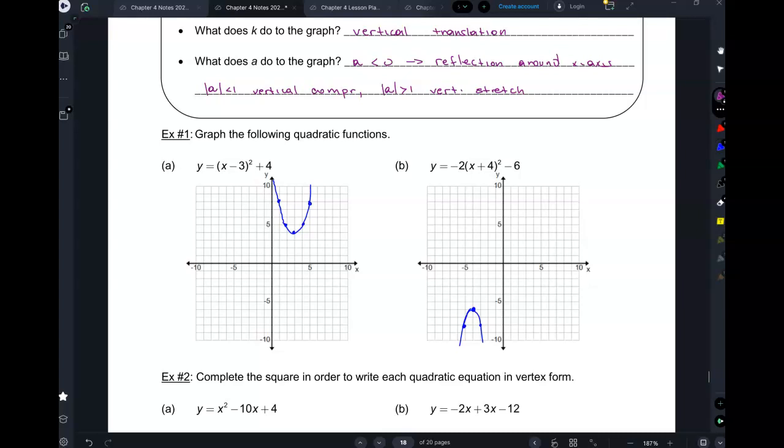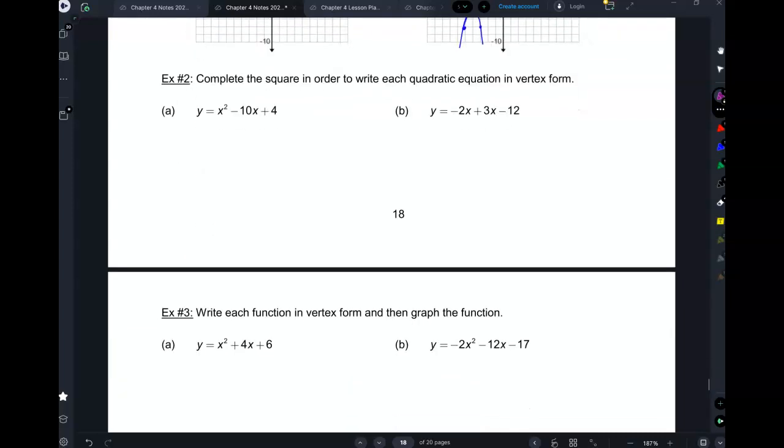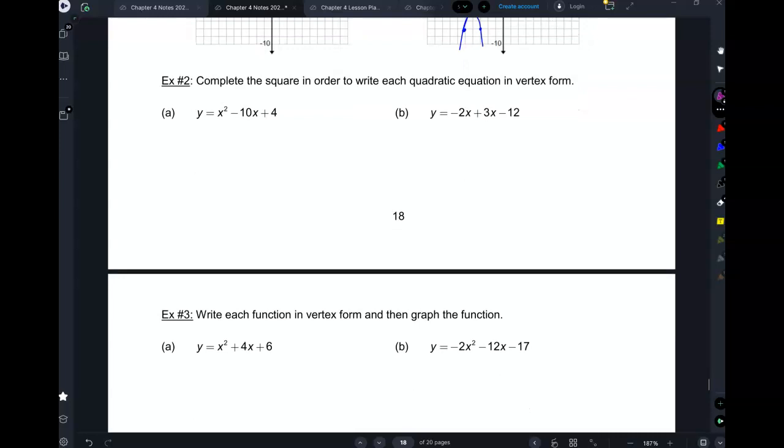So wouldn't it be great if all quadratic functions were in this form for us to be able to graph? Well, guess what? You can put them in that form using completing the square. Yes. So, let's do this one. To do this, we basically have to work with the x terms together and everything else is kind of separate.